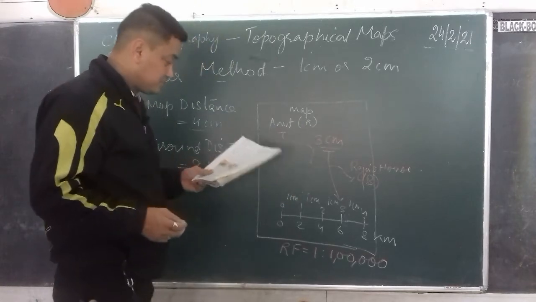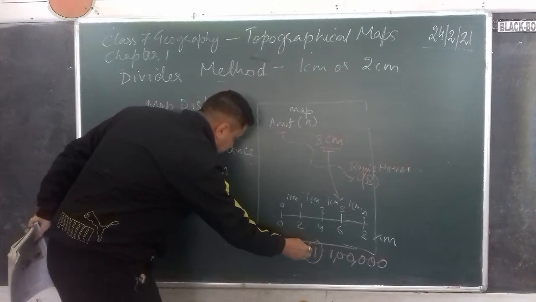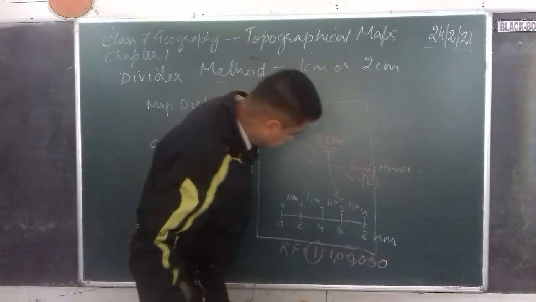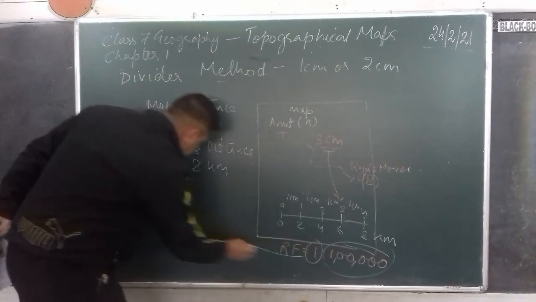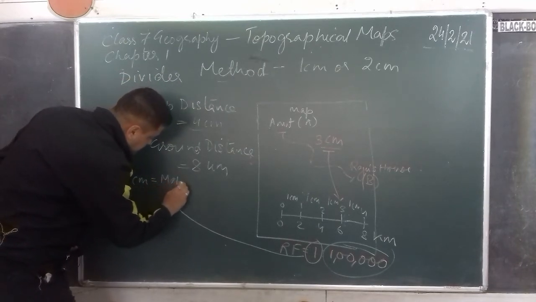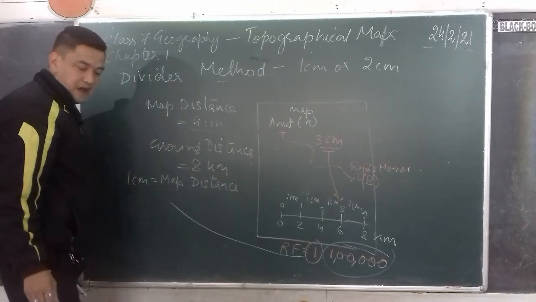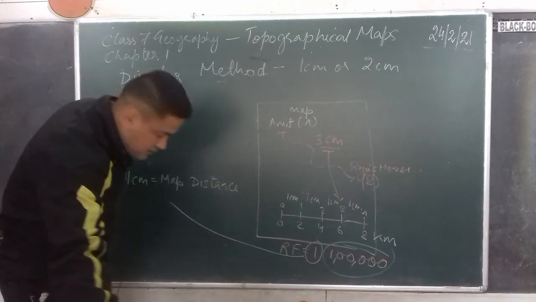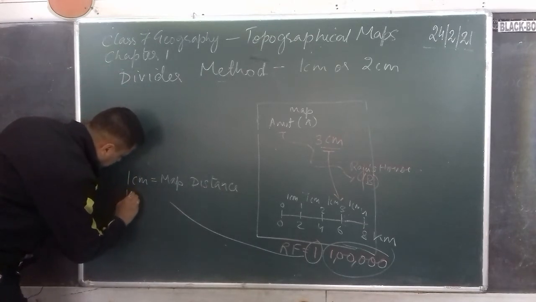So what does it mean? If you look at this one, this is the numerator, and this is the denominator. Isn't that so? Last time I taught you. So what does this mean? 1 centimeter means map distance. So map distance is 1 centimeter. So what is the ground distance? It is 1 lakh.